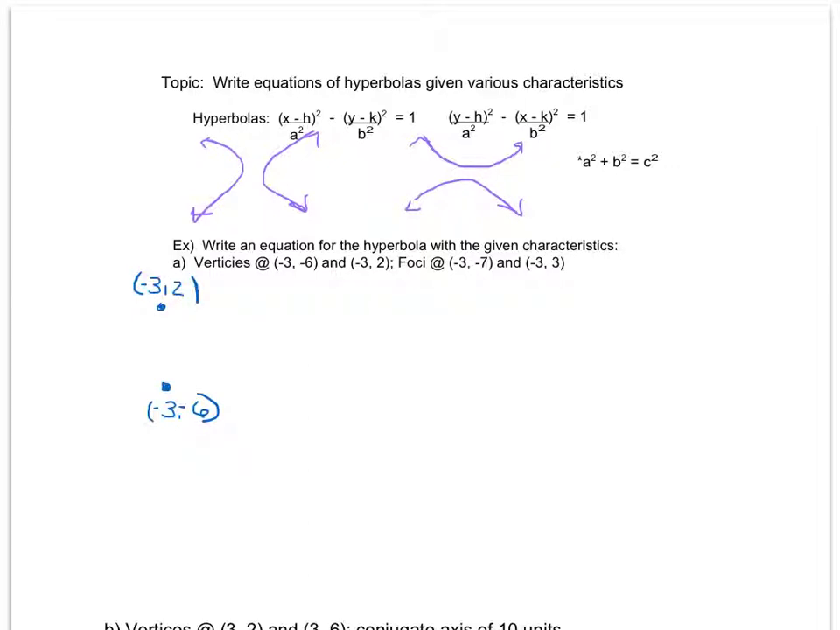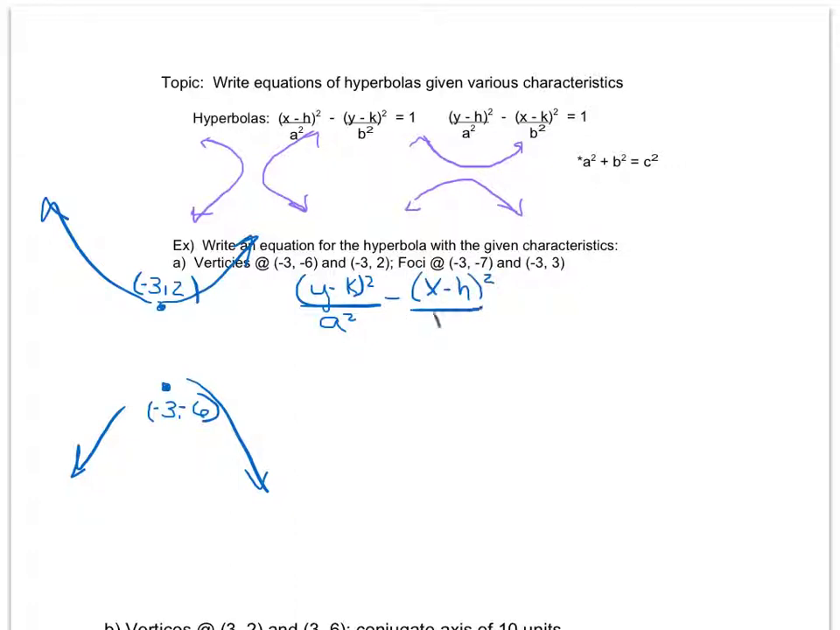Okay, well now I know that since these are my vertices, that this is going to be opening like this, which tells me I'm going to have y on top. So I'm going to have y minus k squared over a squared minus x minus h squared over b squared equals 1. So now I'm going to set about finding that information that I need.